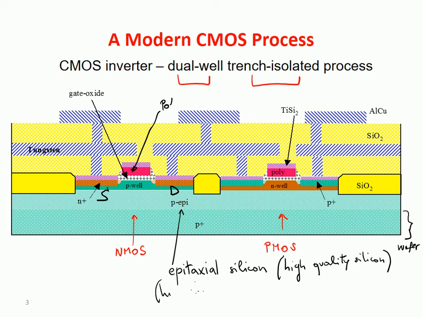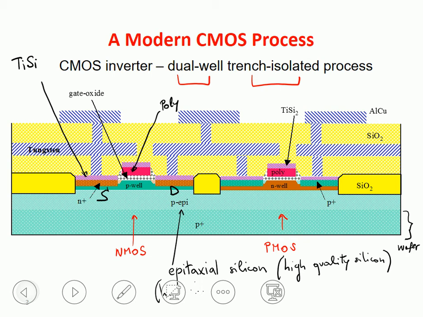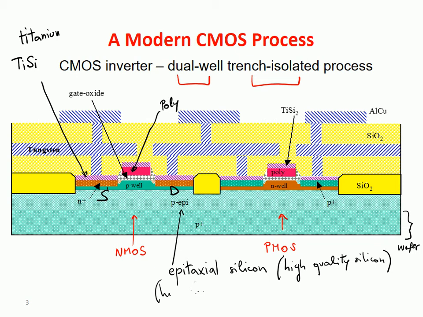And then one of the differences is that you see these purple lines here on top of the contacts, on top of the N plus regions and on top of the poly. This is a titanium silicide. Titanium, the chemical symbol is Ti silicide. And this material is essentially a metal. It has a very low resistivity, and it is used to improve the quality of the contacts, to reduce the resistivity of the contacts. And it's used almost for every contact.